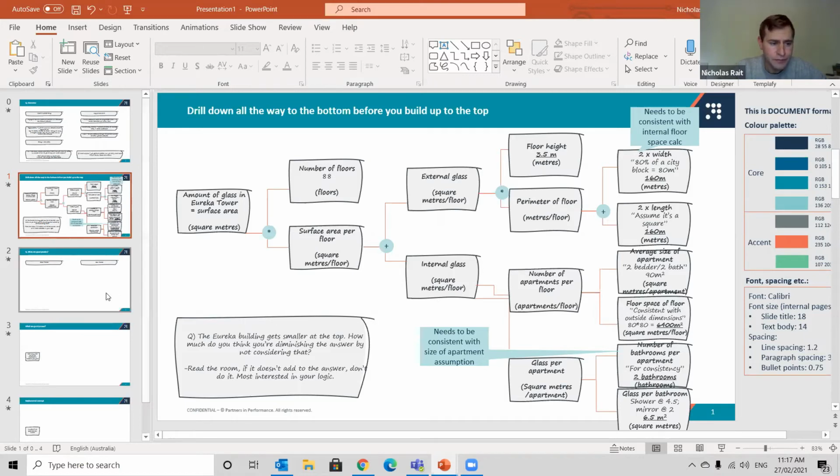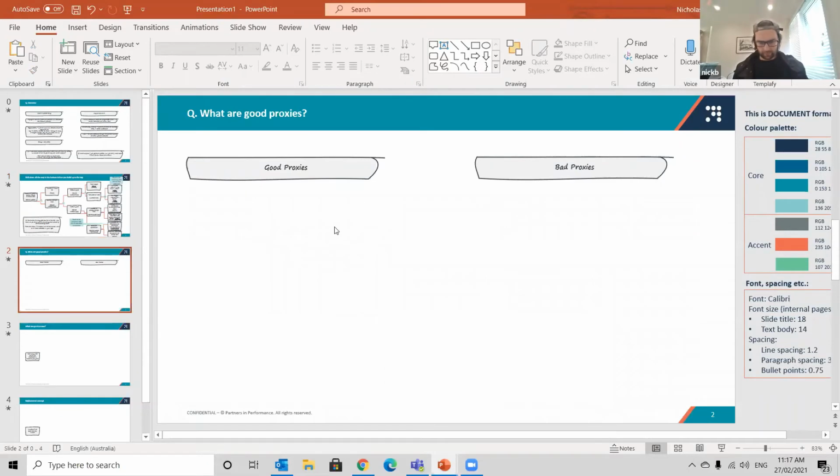So I'll push on. I had a bit of a slide here that was talking about proxies. I think with our previous example, it's good because it's nice, clear maths.